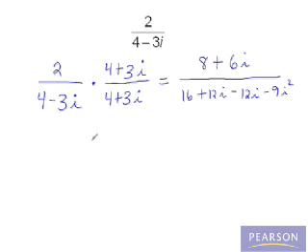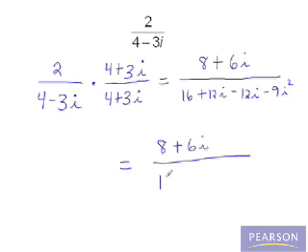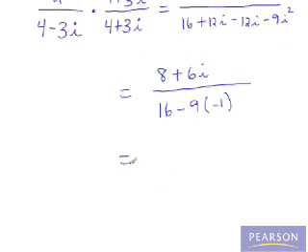Now we'll do some simplification. Numerator will stay 8 plus 6i. Denominator, a couple things are going on. The 16 will not change. Positive 12i minus 12i, those cancel each other out. And we have negative 9i squared. i squared becomes negative 1. So we have negative 9 times negative 1. Again, the positive 12i and the negative 12i eliminate each other. To simplify further, we have in the denominator 16 plus 9, which is 25.